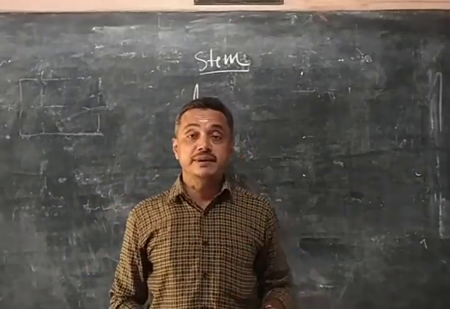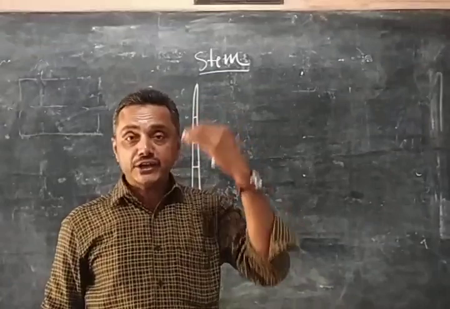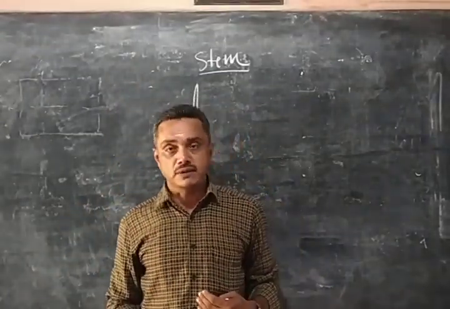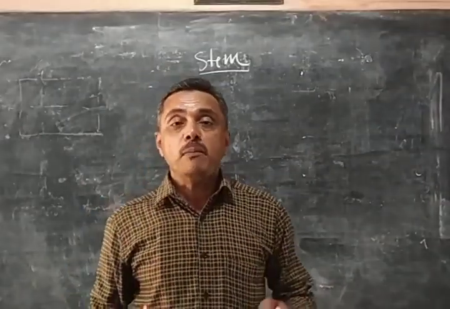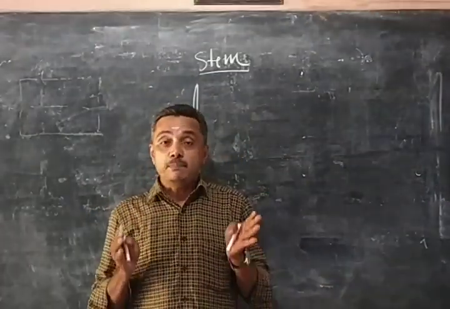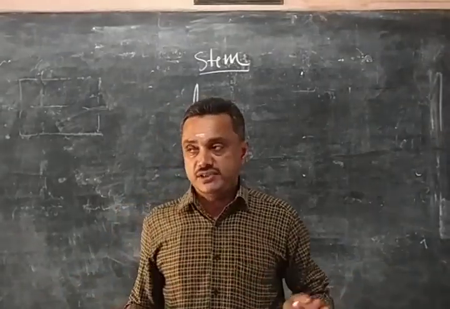The normal function of the stem is supporting the leaves and branches, and it helps in the conduction of water and minerals towards the upper part of the plant body. Further, it helps in the conduction of food material. So the normal function of the stem is supporting and conduction. That is the normal case in almost all plants.